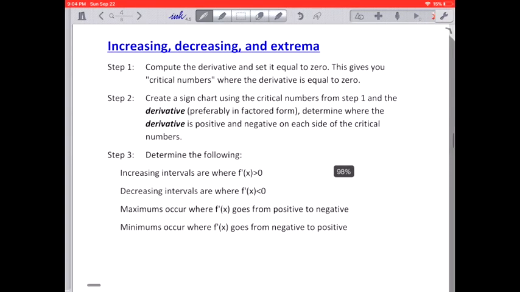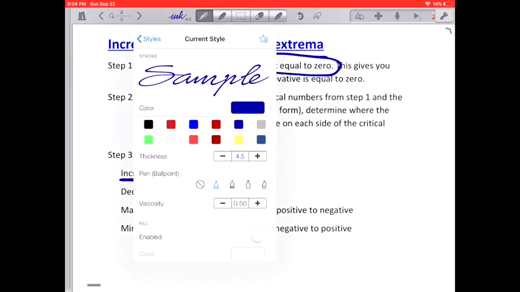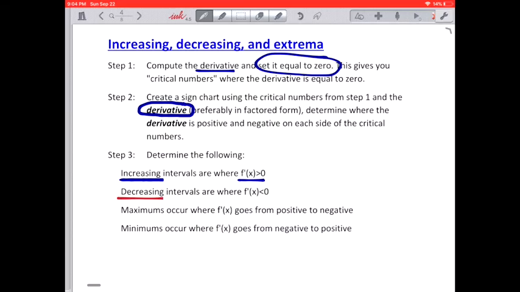Now the next thing we encountered in Unit 2 was intervals of increasing and decreasing, and our extrema, where do we have maxes and mins. Key thing we're going to do here, take the derivative, set it equal to 0. We're going to do that so much in this class. That gives us so-called critical numbers. Then we create a sign chart, and we use the factored form of our derivative to determine to the left and right of those critical numbers if we have positive values, which is where we are increasing, or if we have negative values for our derivative, which is where the function would be decreasing.